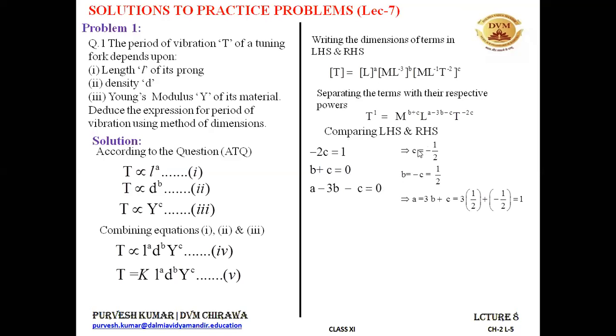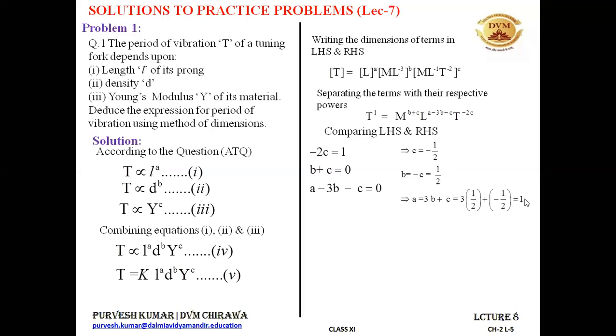So from the first equation, we got c equal to minus half. You just take this minus 2 into the denominator. From the second equation, b is equal to minus c, and minus of minus half is equal to half, because the value of c is minus half, which we have calculated from equation 1. And from the last equation, we can write a is equal to 3b plus c. The value of b was half and the value of c was minus half. We can calculate it up. 3 by 2 plus minus half is equal to 1. So the value of a comes out to be 1.